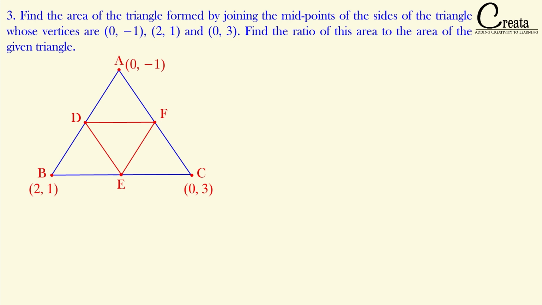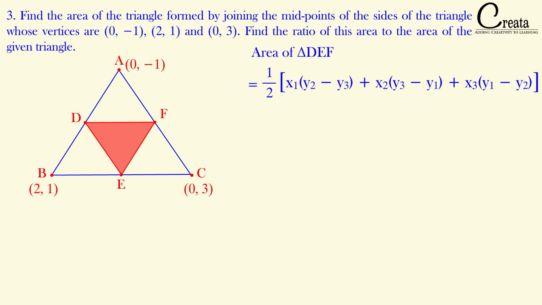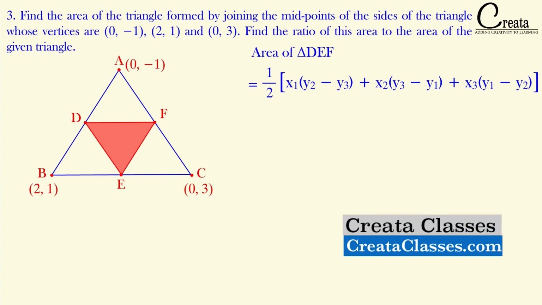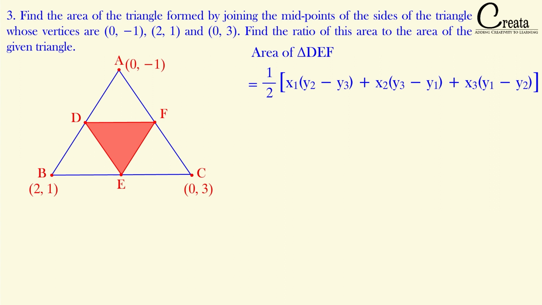Let's approach the question. Firstly, let's find the area of this small triangle, that is DEF. Let's use the formula of area of the triangle. This is the formula of area of the triangle. The input required to get the area of the triangle is the 3 coordinates of the vertices. But here we do not know the coordinates of the 3 vertices, that is points D, E and F. So firstly, let's find the coordinates of points D, E and F.